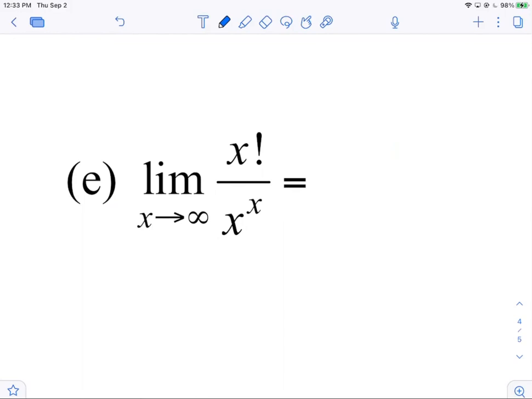Look at this. It's x factorial over x to the x. Who grows faster for huge x? The bottom. Does the enthusiasm of the numerator help it grow faster? Unfortunately, no. So for large x, it goes to 0.